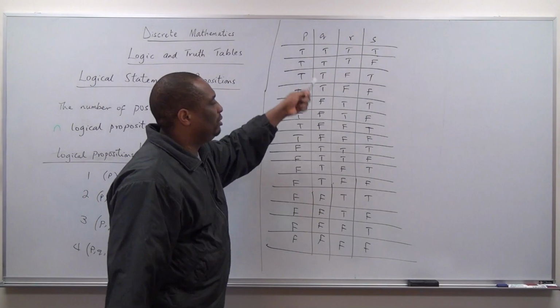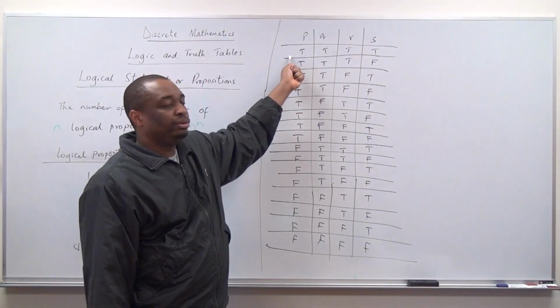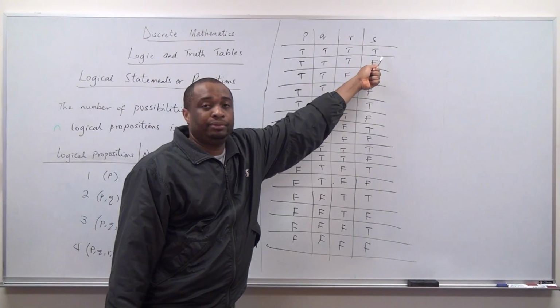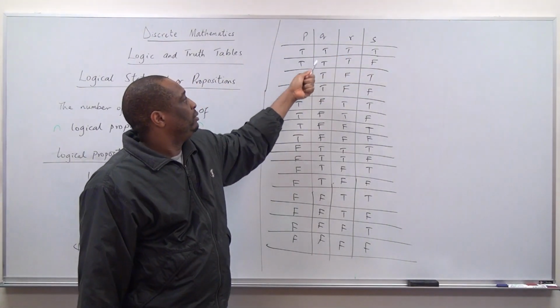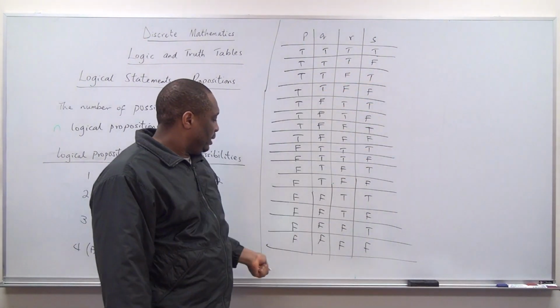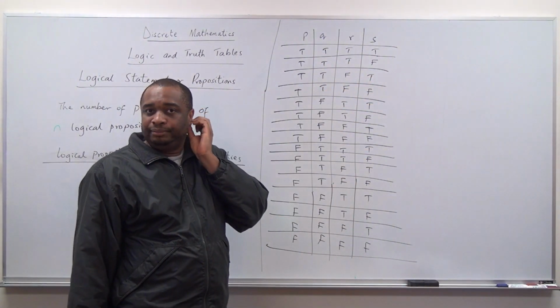So this tells you that when you have 4 statements, the first can be true, the second true, the third true, and the last true. Or the first true, second true, third true, last false. These are all the possibilities you have.